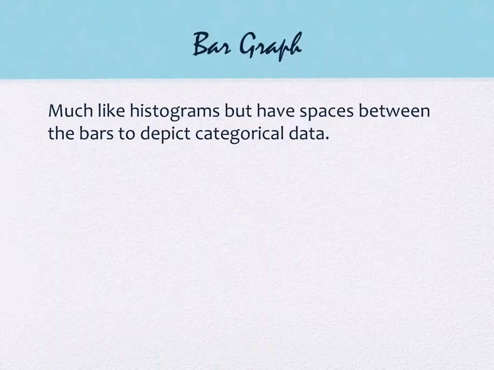A bar graph is much like a histogram, but it has spaces between the bars to depict categorical data. So things that we can lump into categories. So if you sort of imagine, we're going to do an example with grades, and that's fine. It's not the best example ever, I promise.